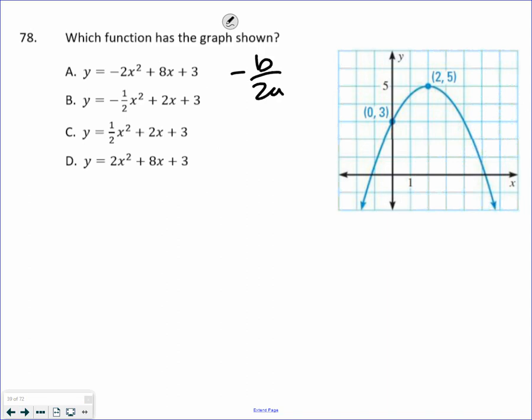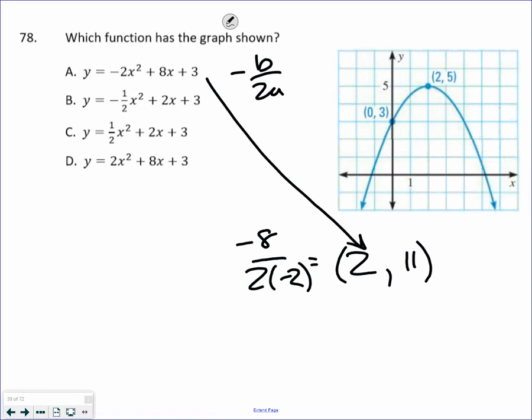If the first one, negative 8 over 2 times negative 2, I end up getting positive 2. And when I plug that back in, I end up getting 16. Sorry about that. I get 11 for my vertex. Well, does that work then in the first one? Okay, I got a vertex for the first one to be 2, 11. Well, my picture doesn't have a vertex at 2, 11.